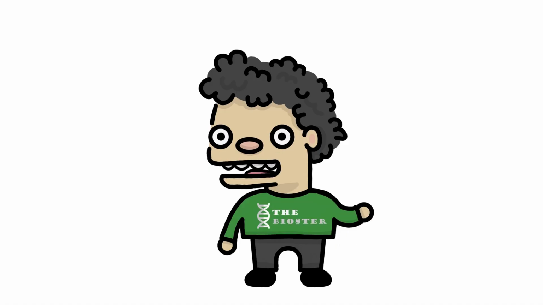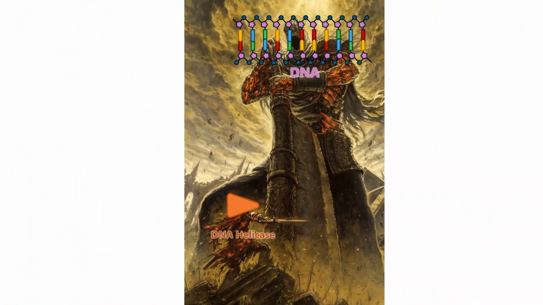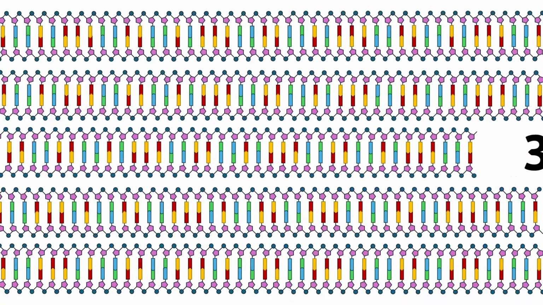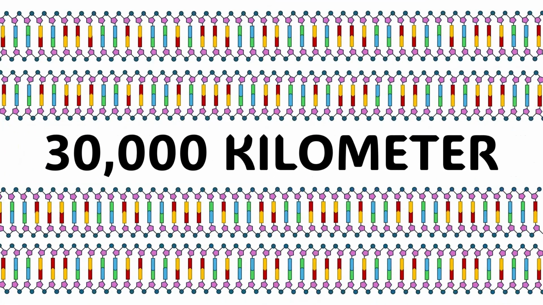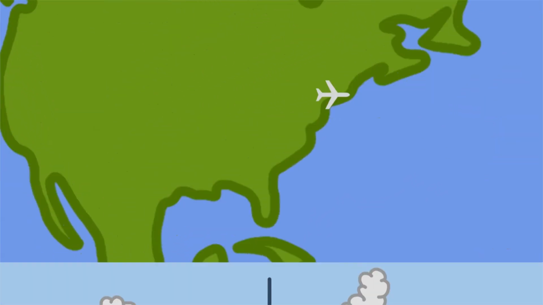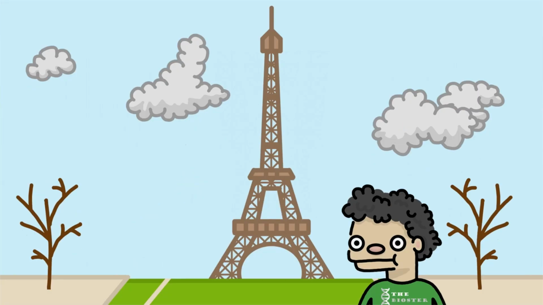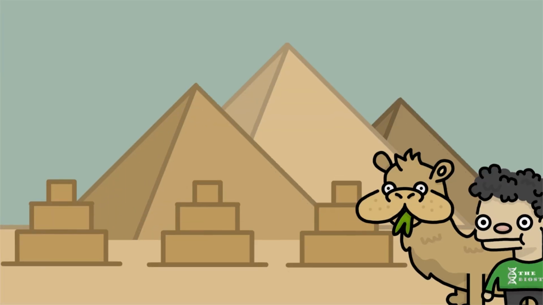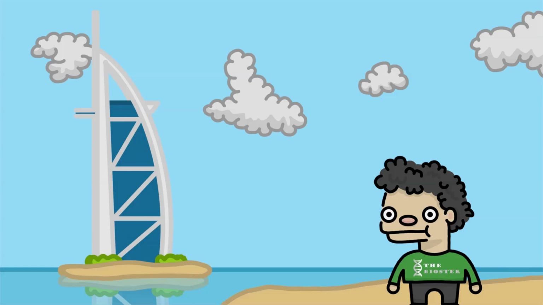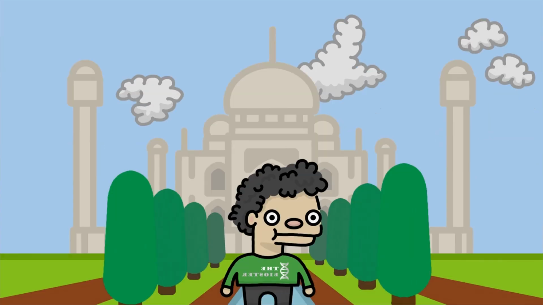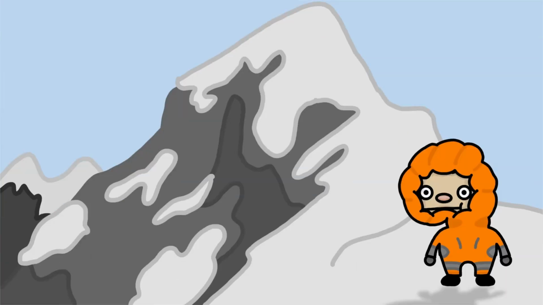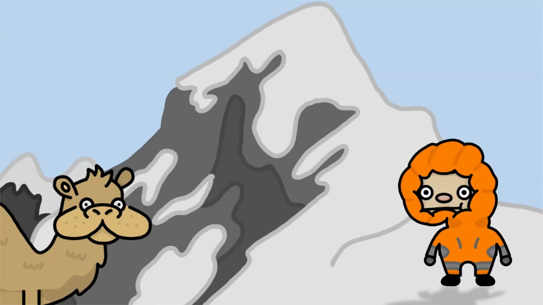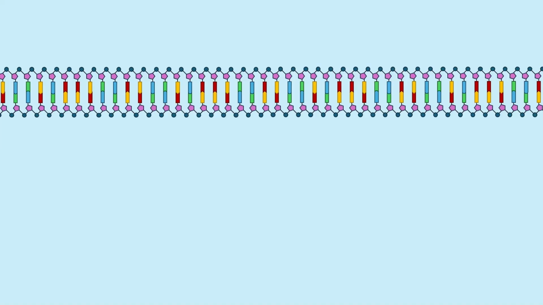It's important to know each cell has around 2 meters worth of DNA, which from the viewpoint of a helicase is very, very long. If helicase was a 6-inch pair of scissors, DNA would be 30,000 kilometers long, which would be the same distance as taking a plane from New York City to the Eiffel Tower in Paris, to Shanghai all the way in China, to the ancient Great Pyramids of Giza, back to the beaches of Dubai, all the way to the Taj Mahal in India, and finally ending your trip on the top of Mount Everest. As you can imagine, that would take a mighty long time to cut.